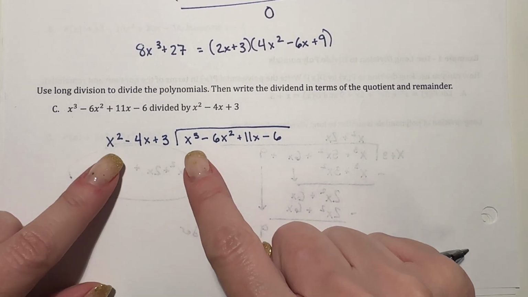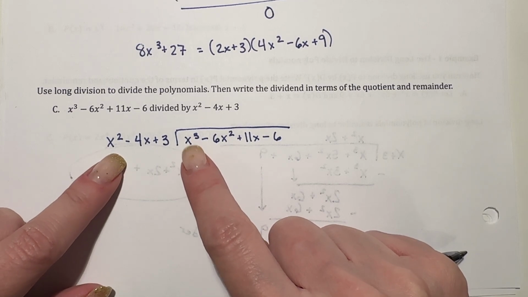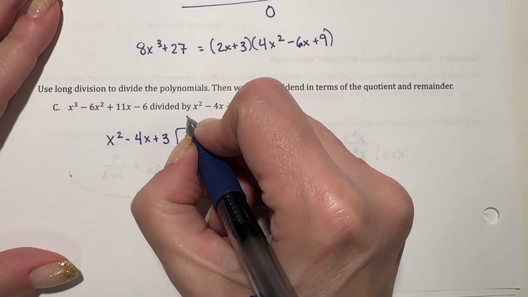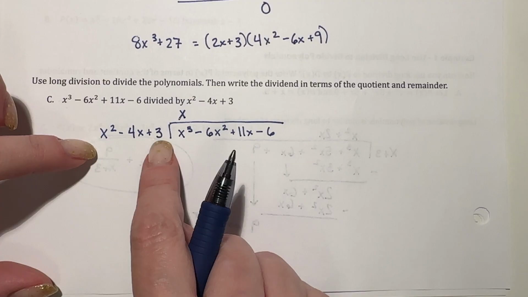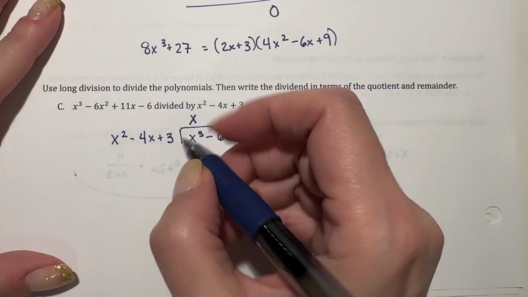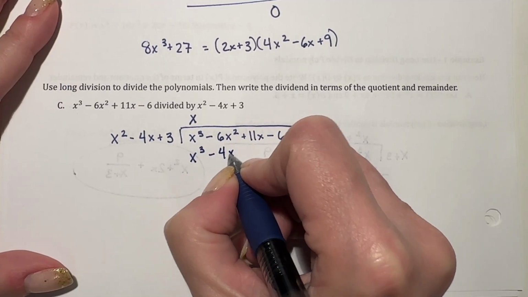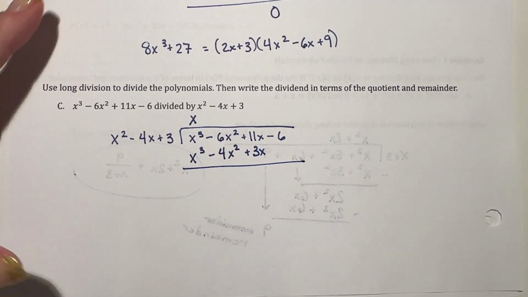Okay, so we need to make these match. I look at it and say, what do I need to put on there to make that match? I know, multiply by x. So you put whatever you're going to multiply right up there, and then you do that multiplication. You're now going to multiply this times your divisor. That will give you x cubed minus 4x squared plus 3x. Draw a line under it.